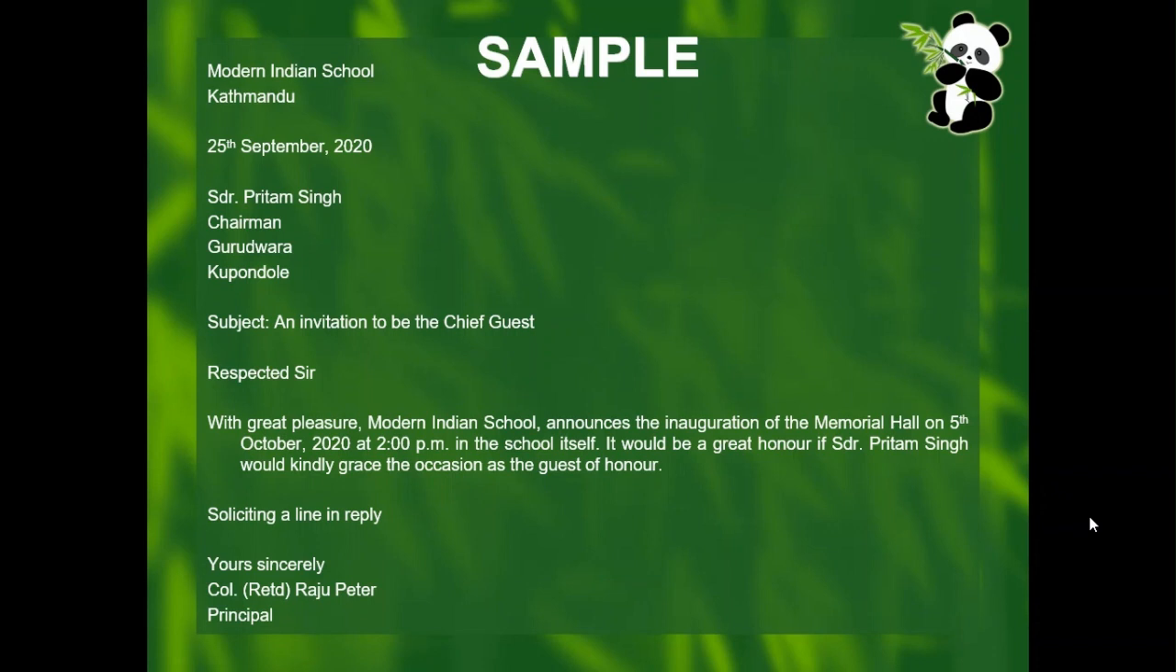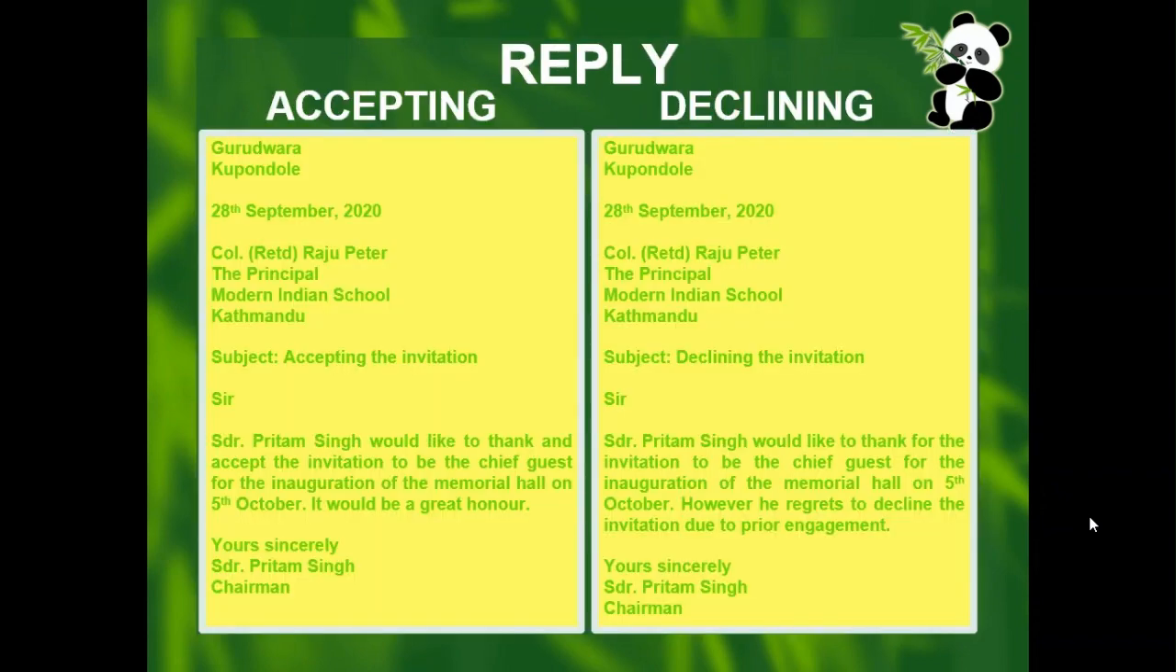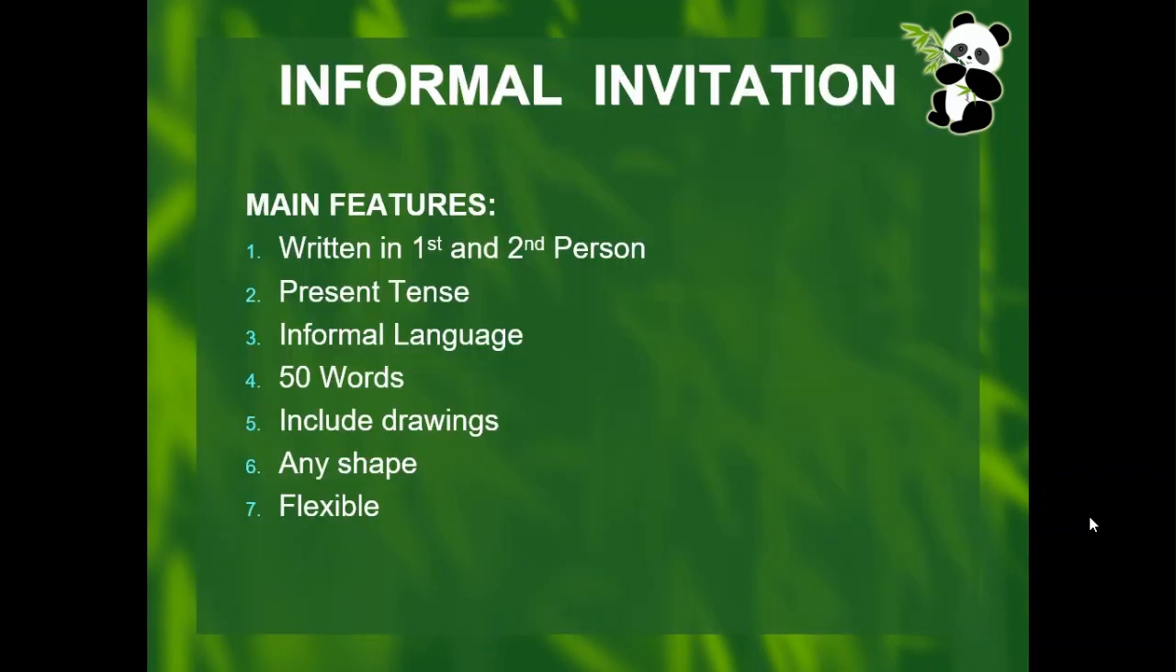Okay, this is a sample of the letter. Now, reply. I said replies are of two kinds, either accepting or declining. So you can just have a look. It's similar to a formal letter. Now, in your subject, if you're accepting, then you write accepting. If you're declining, you write declining.